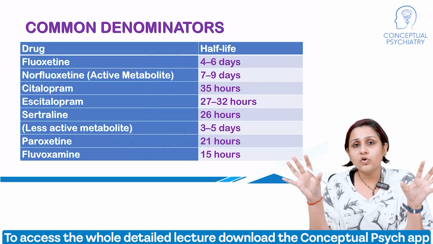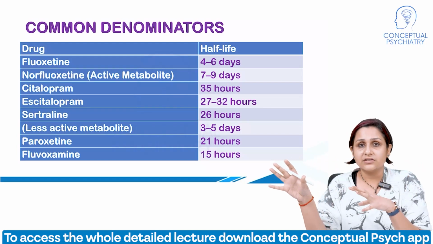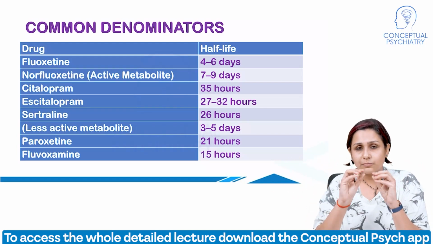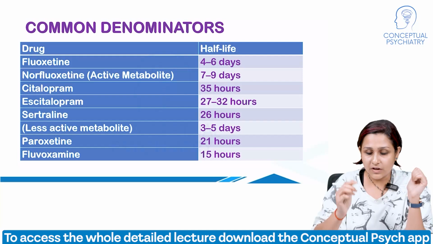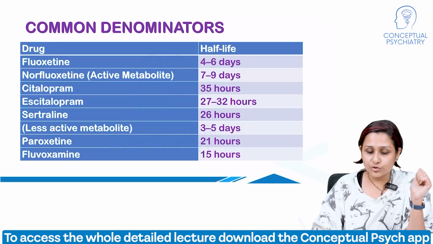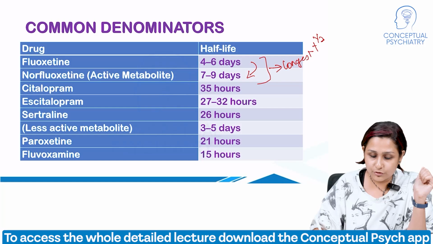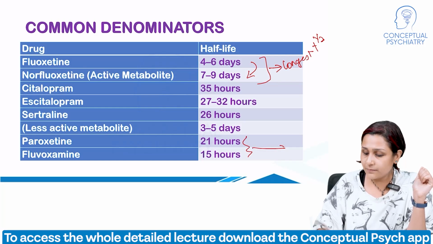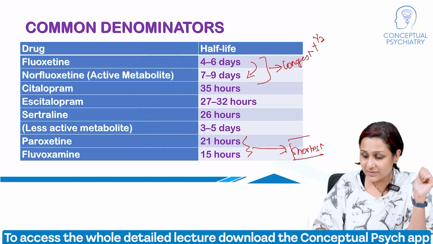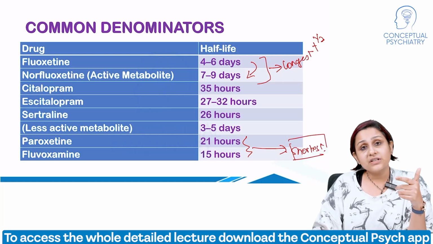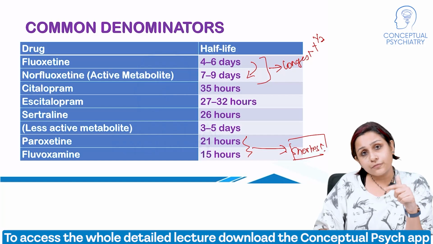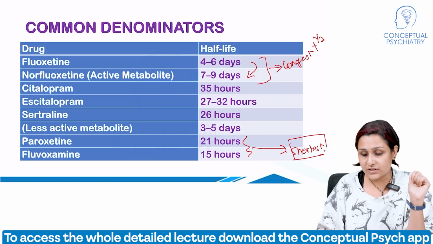And you should know some common characteristics of all these drugs, some differences, some common denominators by which you can gauge them. So, if not anything, you should know that fluoxetine and its metabolite norfluoxetine, which is also active, has the longest half-life. So, fluoxetine has the longest half-life. And you should know that paroxetine and fluvoxamine have the shortest half-life. So, if not anything else, you should know this at least. People often think that paroxetine has the shortest half-life, but that's not so. It's fluvoxamine that has the shortest half-life.